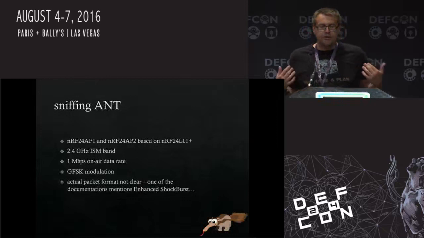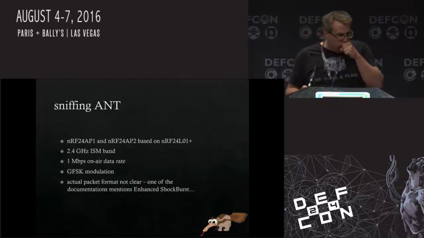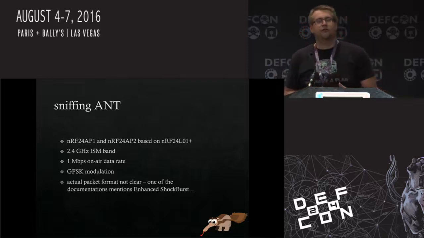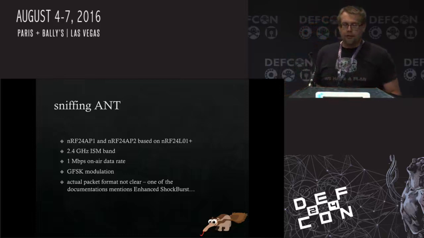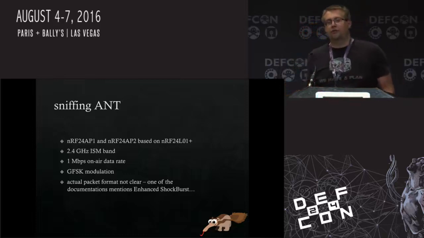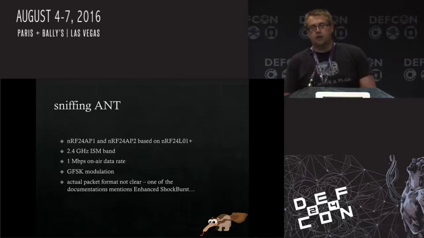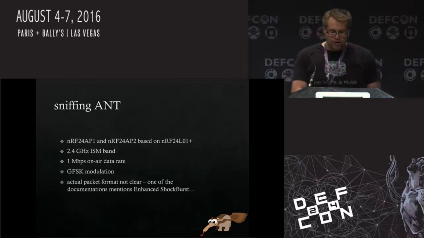How do we sniff ANT? The ANT chips that the majority of these devices use are NRF24AP1 and AP2, and these are based on the very well-known NRF24L01+ chips. So they work in the 2.4 gigahertz ISM band. They have a 1 megabit per second on-air data rate. They use GFSK modulation, but the actual packet format is not really clear from the documentation. One of the papers mentioned Enhanced ShockBurst, so I just went with that.